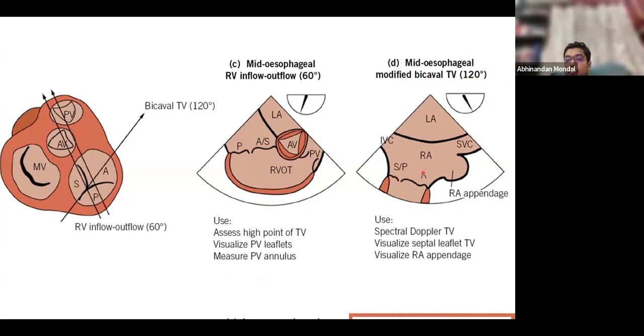And this is your mid-esophageal modified bicaval view that you have already been practicing. If you forward rotate another 30 degrees from your mid-esophageal bicaval view, that will give you a modified bicaval tricuspid valve view. This view is important because this is the view where you can put Doppler over the tricuspid valve if there is any TR or TS.